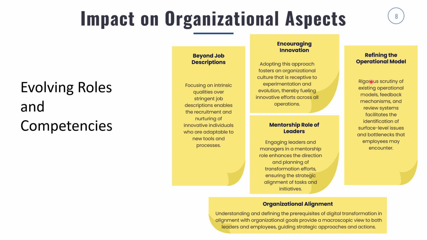The operational model again needs to be modified, because when you are changing the roles and responsibilities and the culture of the organization, the operational model also needs to be modified in terms of more feedback mechanisms and review mechanisms to identify surface level issues and bottlenecks that may require an answer and need to be addressed before we can allow a digital transformation in the organization. Overall, the overall organization alignment is important to ensure all these four are met. Therefore, the organization needs to understand the prerequisites of digital transformation and needs to align the needs of the digital transformation to the organization goals.